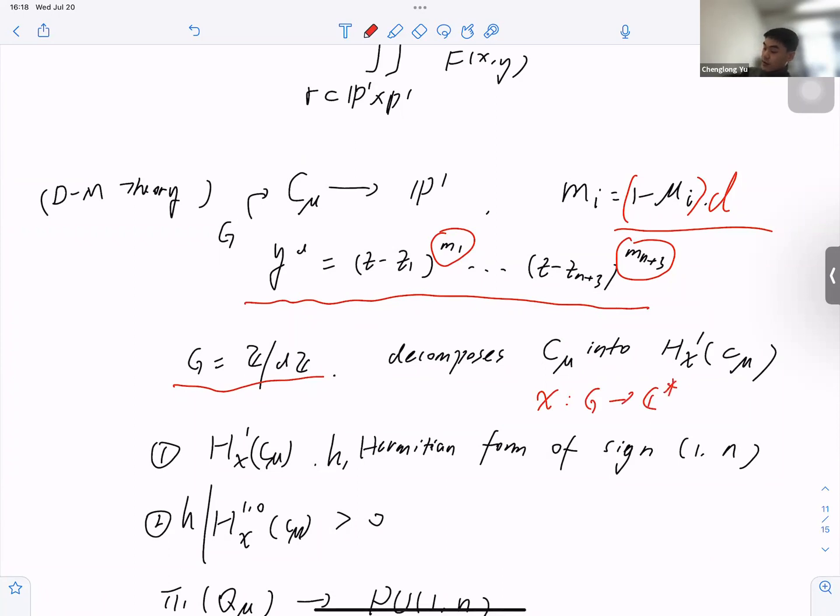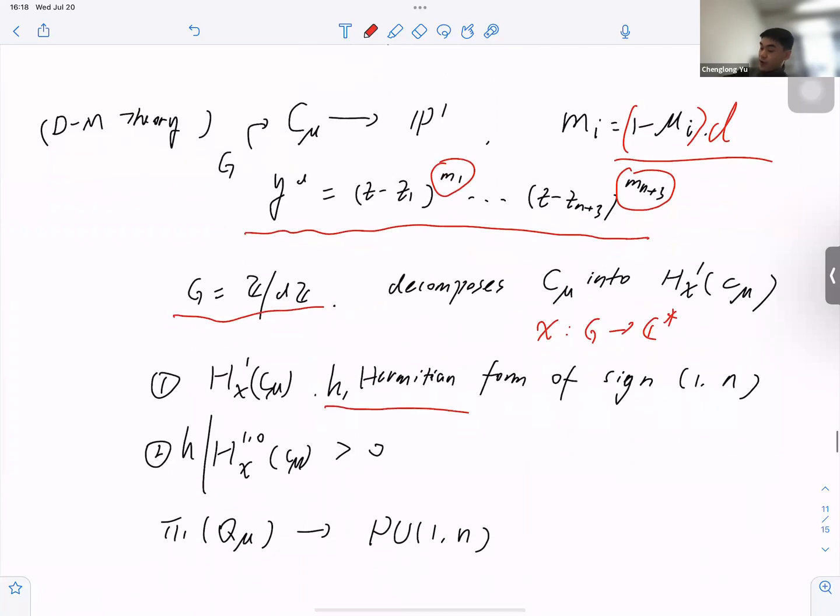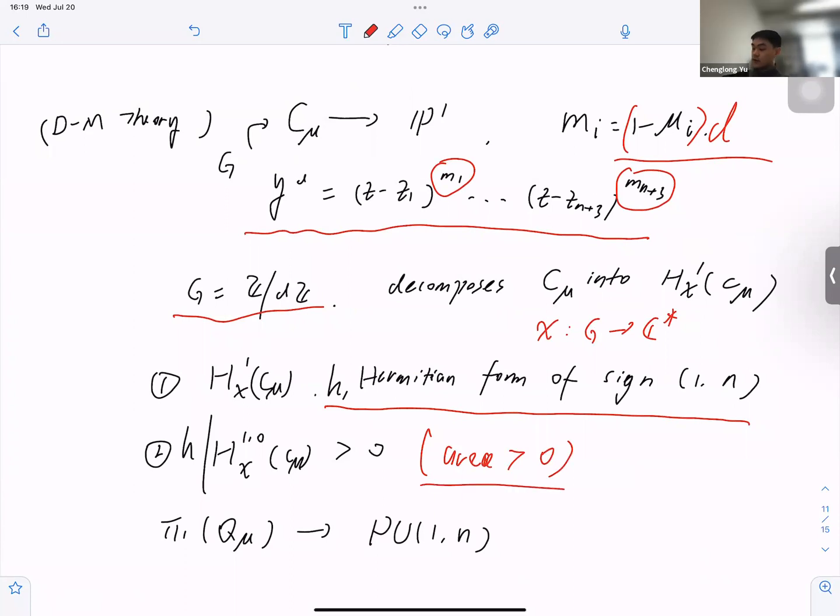And the tautological character space will have a Hermitian form of signature (1, n), and its restriction to the H^{1,0} part is always positive. So this relates to the original construction. We're saying that the area is always positive. So that's why it has signature (1, n).